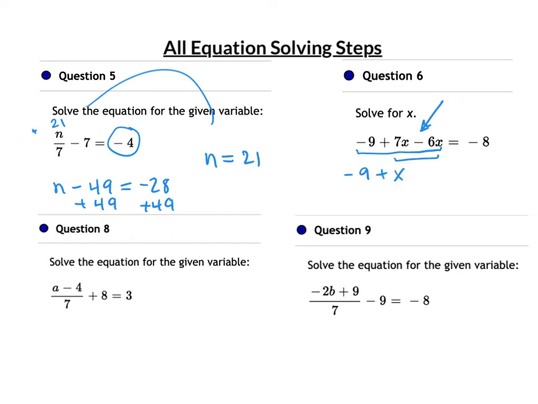7x minus 6x is +x equals -8. Only one more step. Get rid of that -9. Add 9 to both sides, and I get x equals 1. X equals 1 is my answer.